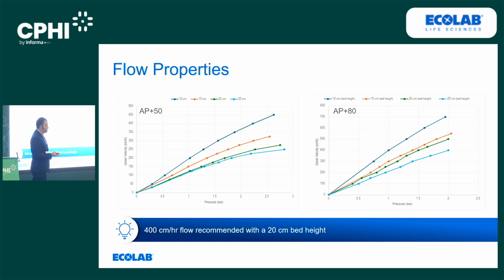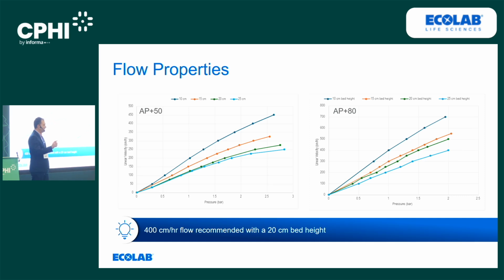And then the other resin, the AP+50, obviously has smaller beads. When you have smaller beads, you have a higher back pressure. So this is where we normally recommend running this resin at a bed height between 10 and 15. You can run it at 20. That's fine. There's no problem.